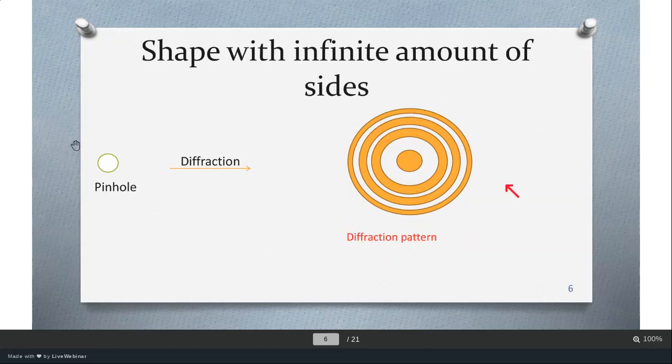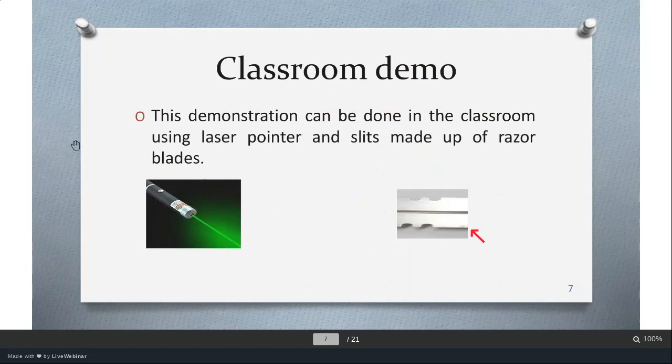From this point onwards, we ask the students whether there is a relation between the slit geometry and the diffraction pattern they are seeing. This is the question that should come up in the classroom. As I discussed earlier, this demonstration can be done in the classroom using a laser pointer and slits made of razor blades, as shown in these figures.